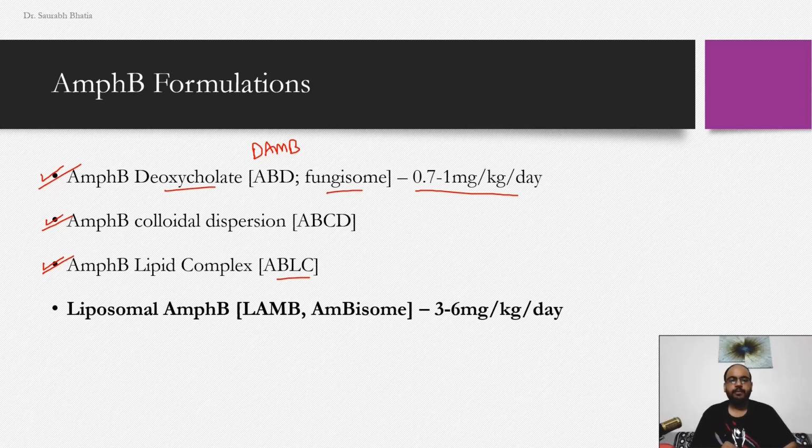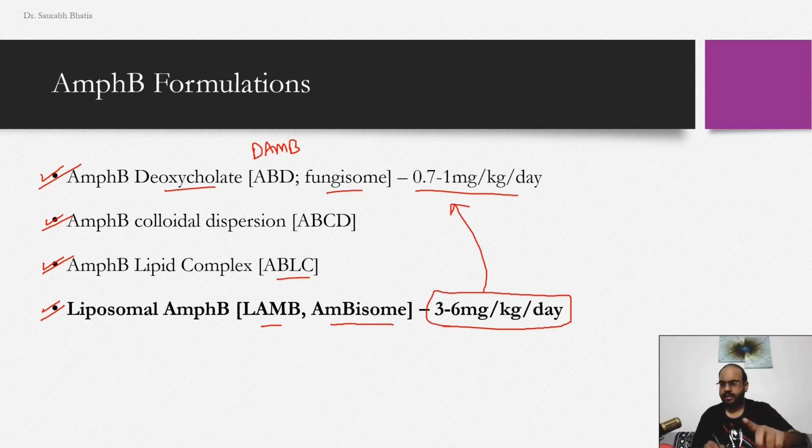The fourth is liposomal amphotericin B, or LAMB, which is also known by the name AmBisome. The total drug required is greater than the deoxycholate one, but the efficacy is the same. The side effects are better. So in subsequent slides, we'll discuss only liposomal amphotericin B if I don't mention it separately.